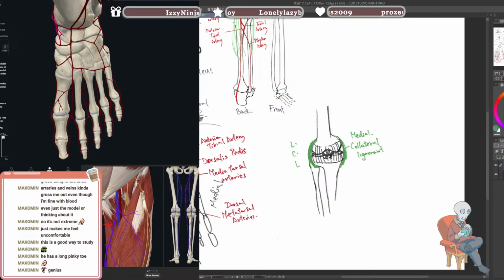Oh, what? Veins? What is this? This is the femoral vein?